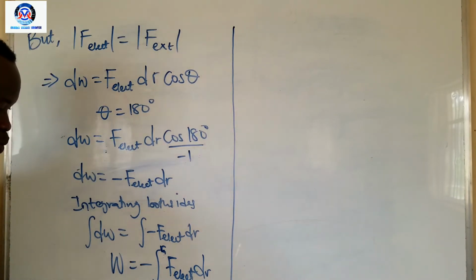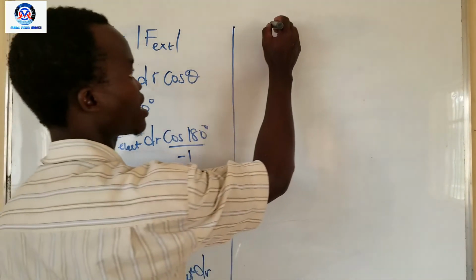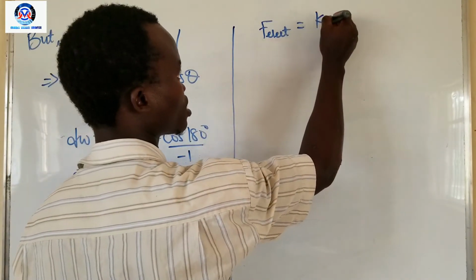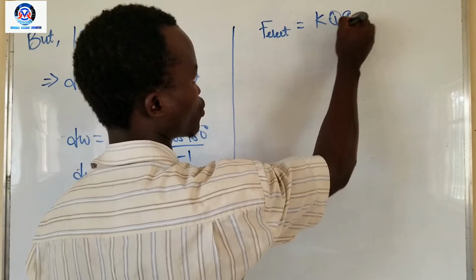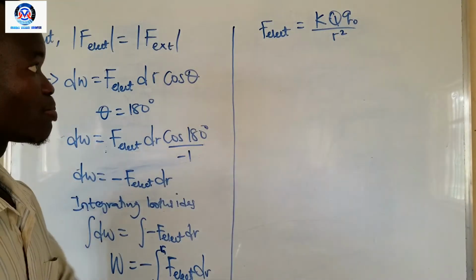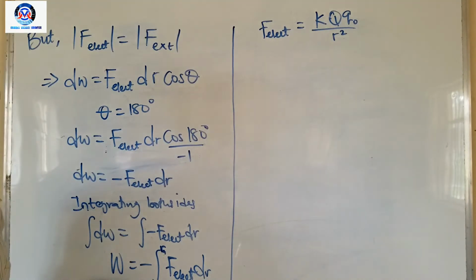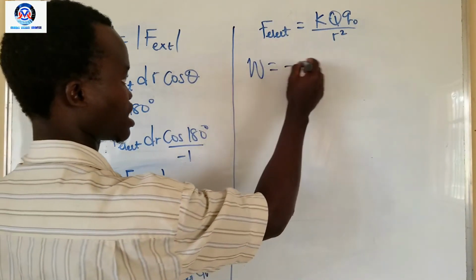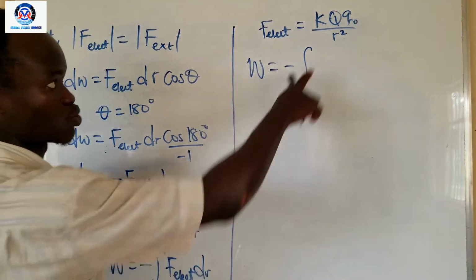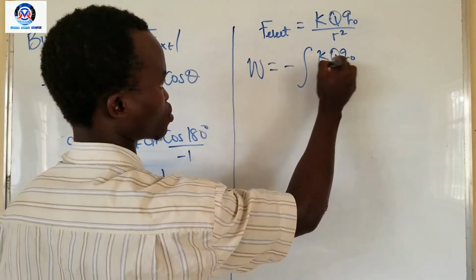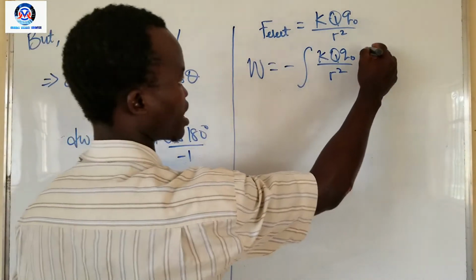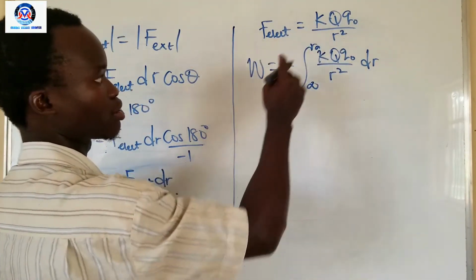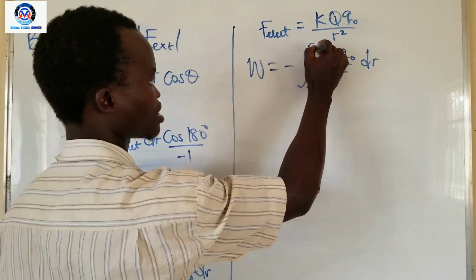So now, don't forget by Coulomb's law that our electric force is simply K multiplied by capital Q naught over R squared. So we can replace the value for this in the above equation. So the work done now is the negative integral of the electric force, which is this K Q naught over R squared, multiplied by dr. And don't forget, we are integrating from infinity to RA, because this is a definite integral.